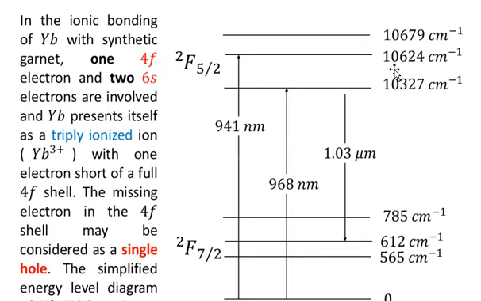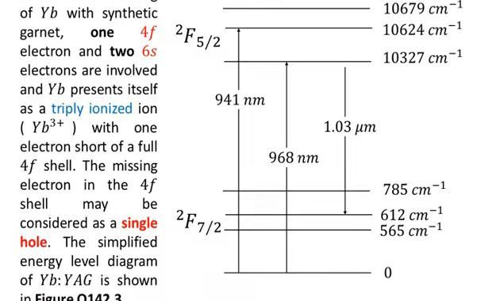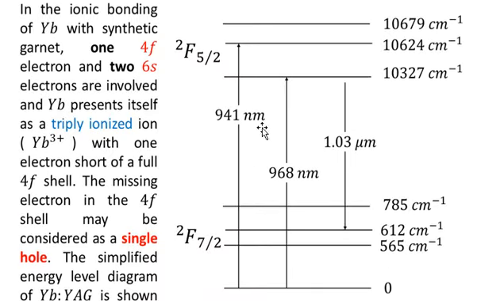The next one has 10,624 centimeter inverse, and the next one has 10,679 centimeter inverse. And the lowest of these for the F5/2 is 10,327 centimeter inverse. And the laser operation will be obtained. The lasing wavelength is 1030 nanometer or 1.03 micron. And the pumping wavelengths for the pumping source will be 941 nanometer and 968 nanometers.